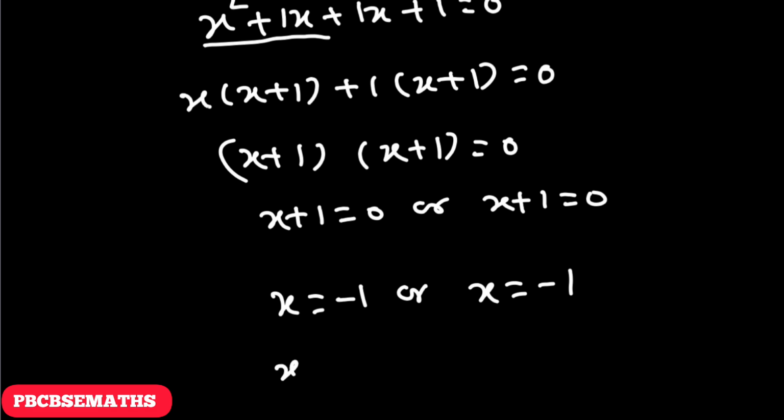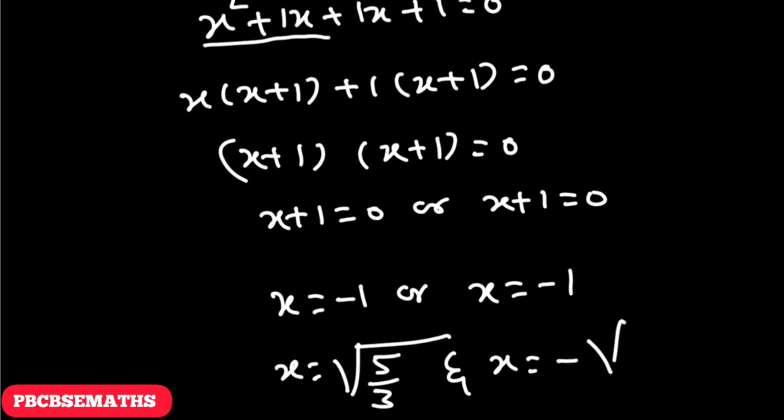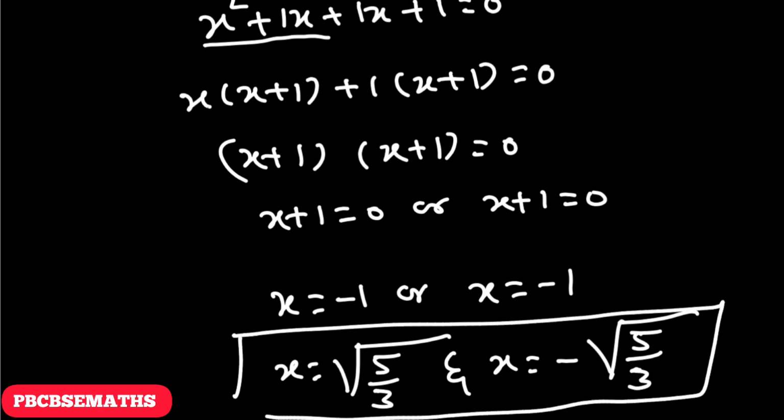So at first we have two zeros, x equals square root of 5 by 3 and x equals minus square root of 5 by 3. These are the first two zeros which were given, and these are the remaining two zeros which were hidden in that quotient. So the remaining two zeros are minus 1 and minus 1.